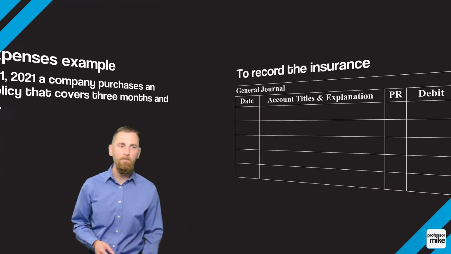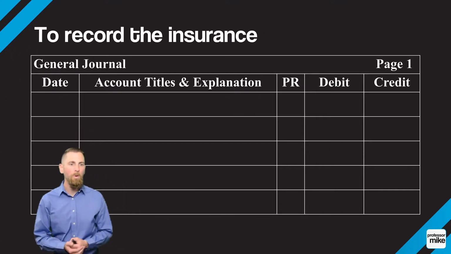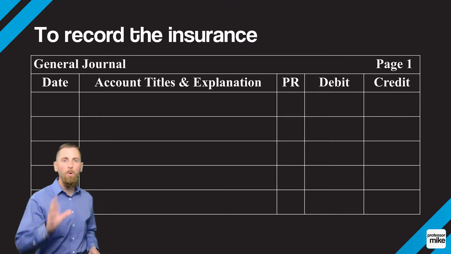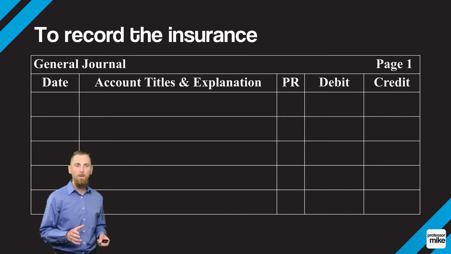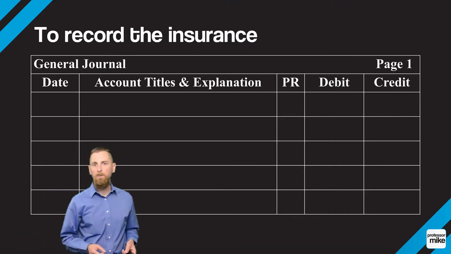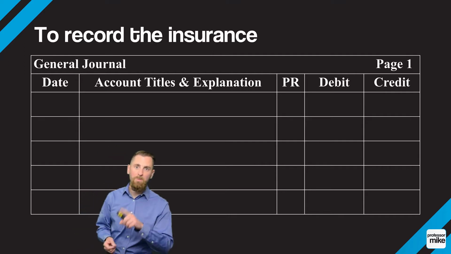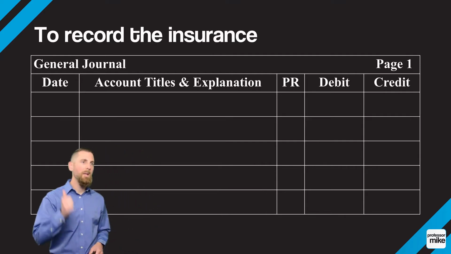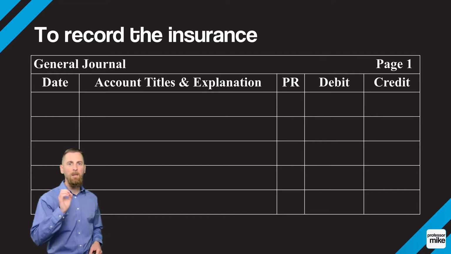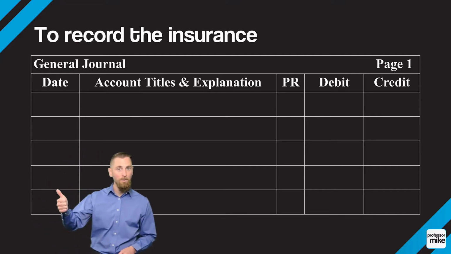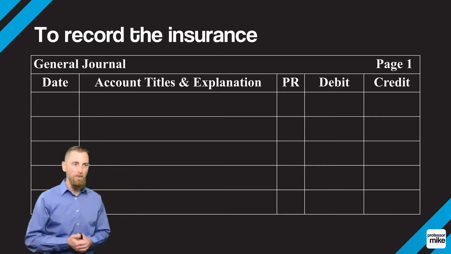So to record the insurance, if we were recording the purchase of the insurance, what are we paying for the insurance? We're paying cash. Absolutely. So that's one of the accounts. And the other account is going to be prepaid insurance. So cash and prepaid insurance.